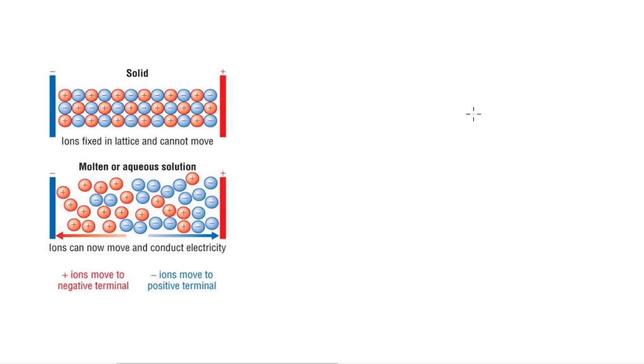Over the past couple of videos, we've been taking a look at ionic compounds and ions. Now, in this video, what I want us to take a look at is the different properties which ionic compounds tend to have. And the first property I'd like to look at is electrical conductivity.